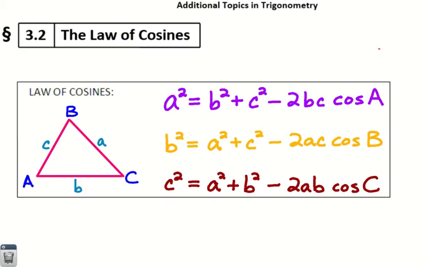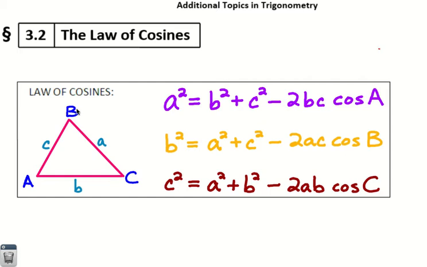Alright, gang. Section 3.2 definitely relates back to 3.1. 3.1 was about a formula known as the Law of Sines, and 3.2 just kind of continues that story, and it's about another group of formulas called the Law of Cosines.